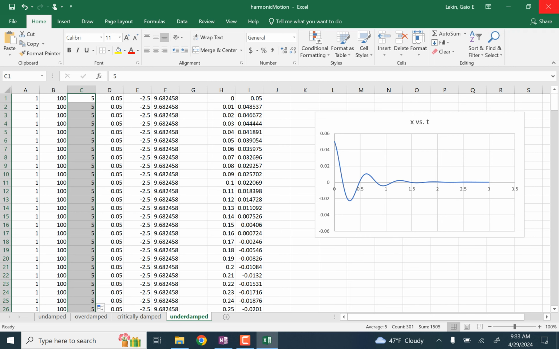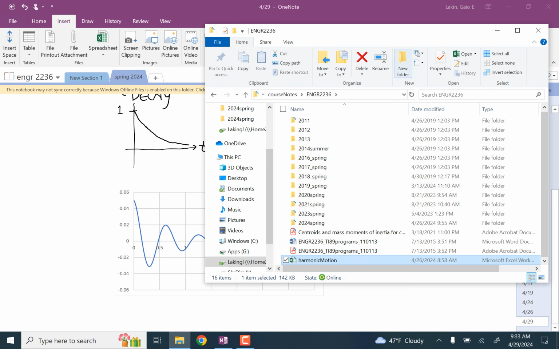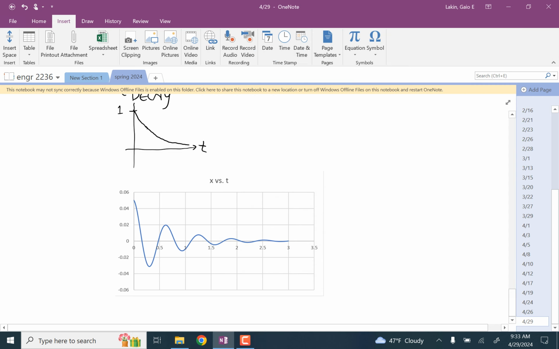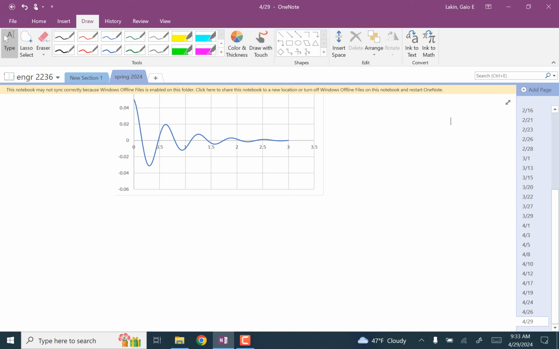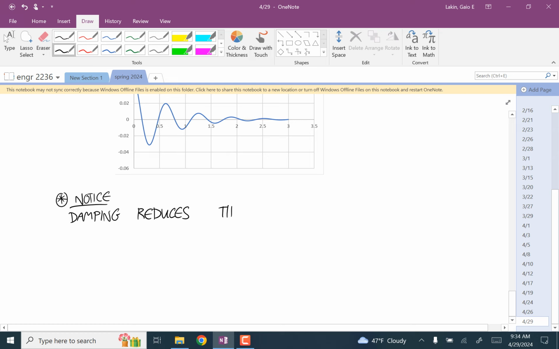Okay. There's one more thing that you have to know about this. And that is that damping, so notice the damping reduces the frequency of oscillation.